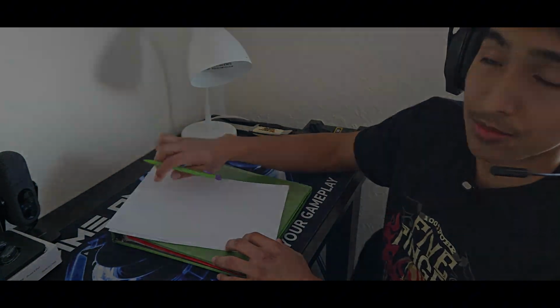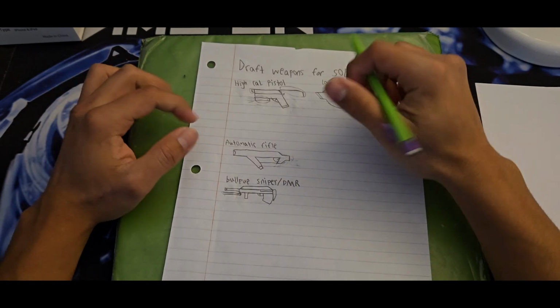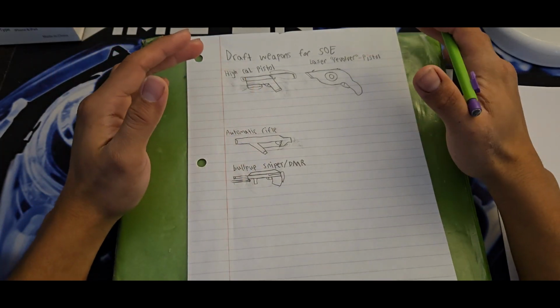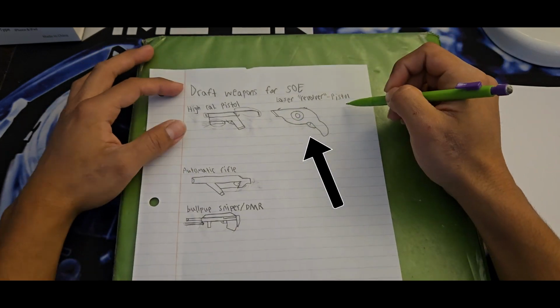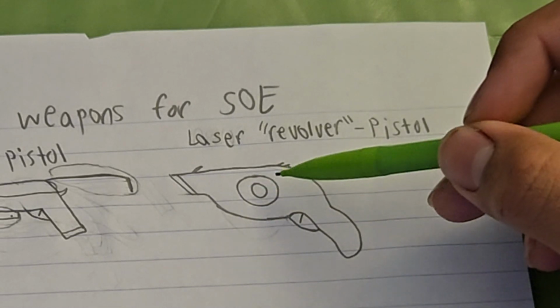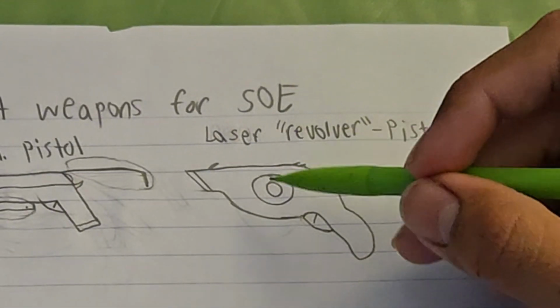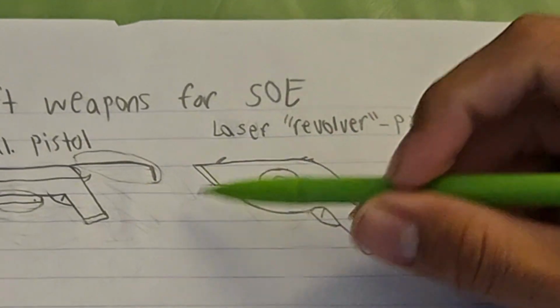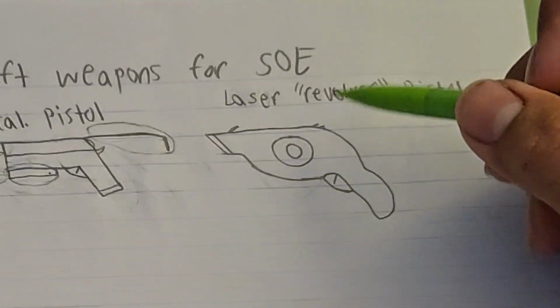So let's get started. Like I said, here we have the draft weapons and whatnot. As you can see, I had a couple ideas here and there. We had this laser revolver here. I do remember the concept of this. It was a revolver-esque kind of weapon. It had this little energy cylinder, like a battery, I guess, and it would shoot lasers and all that.